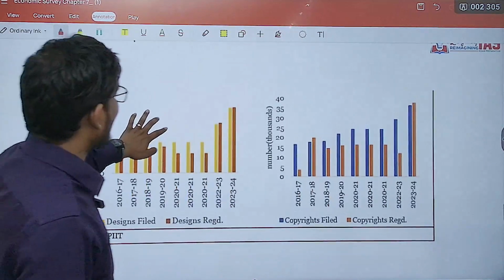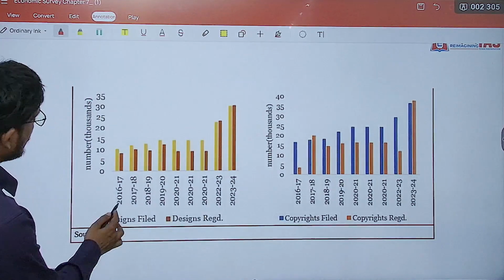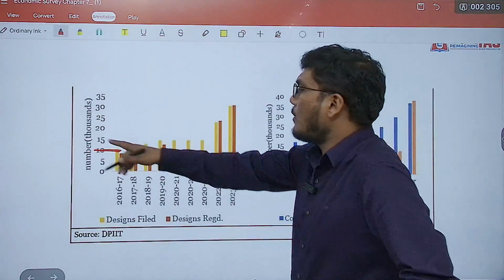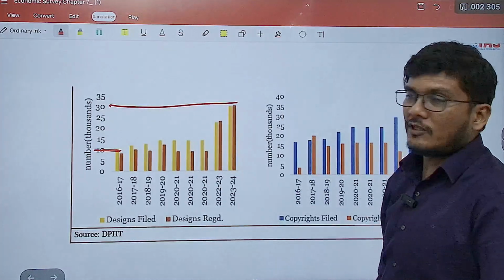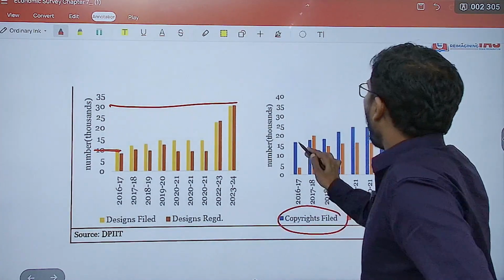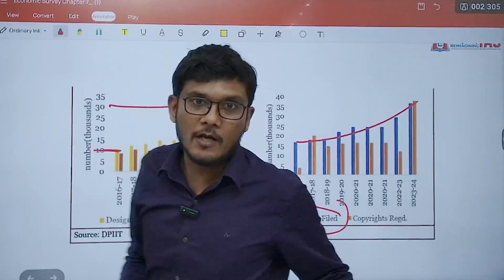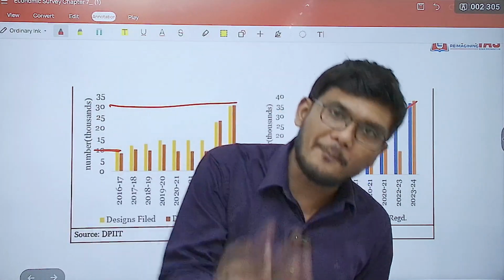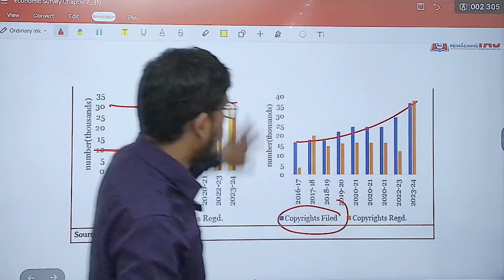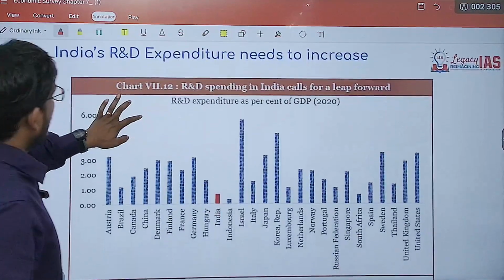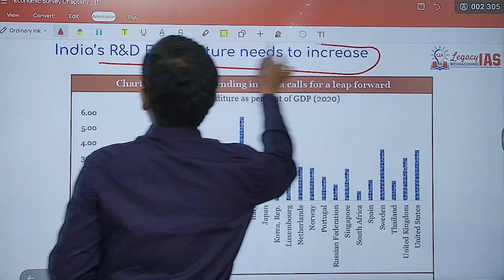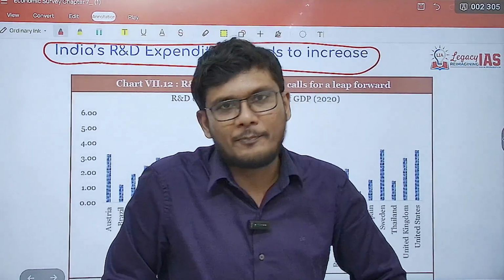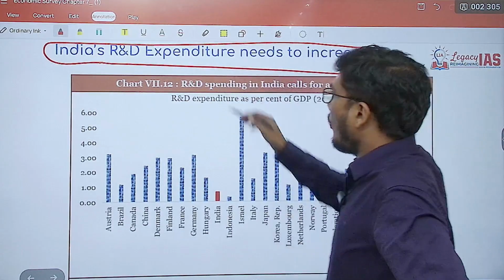If you look at the design patents that were being filed in 2016-17, they were close to 10,000, almost tripled now. And copyright has also more than doubled. So in the last 7-8 years, we have either doubled or tripled these things, which is a great improvement. Now, India's R&D expenditure, as I said, needs to increase. We are doing this despite a low amount of expenditure on R&D. Imagine if this improves.